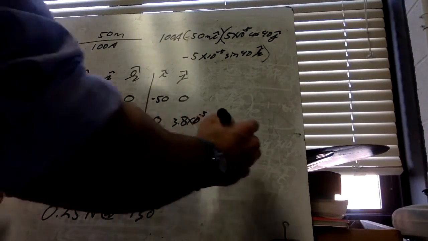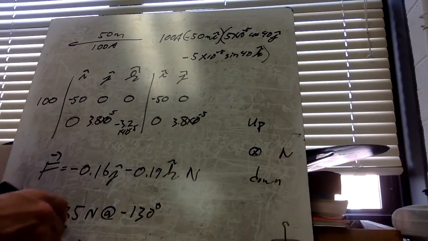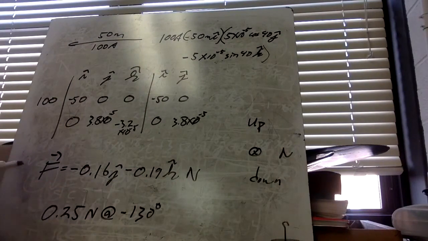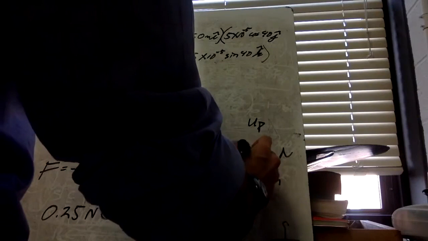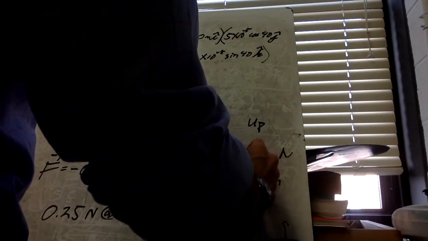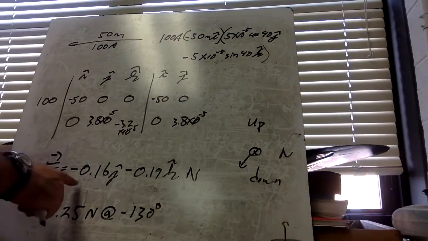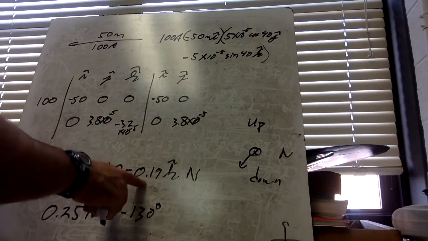So that's if we're looking at this from the side, right? Like this. North is over here, here's up, down. So it should be pointing down a little bit, kind of that way, right? Because it's negative j and negative k.